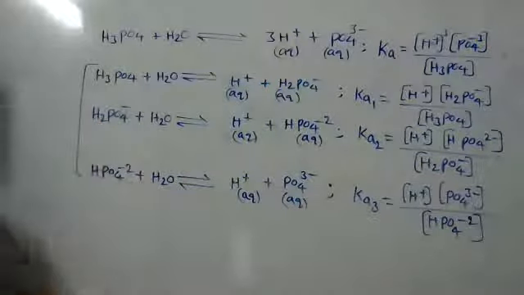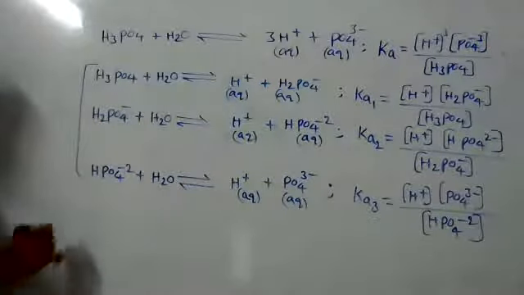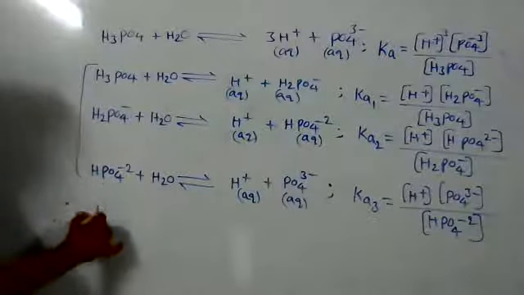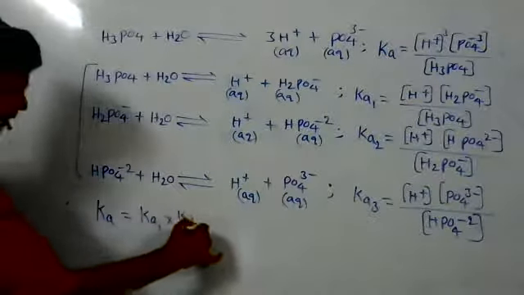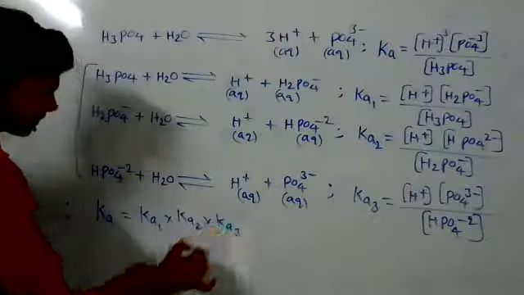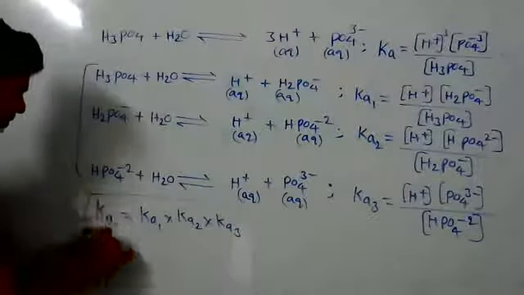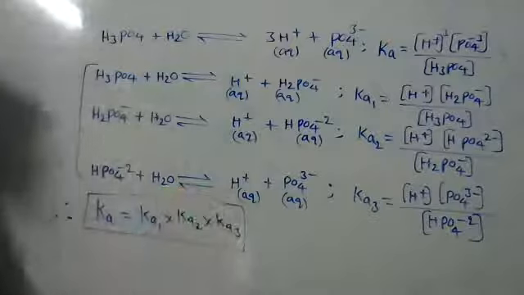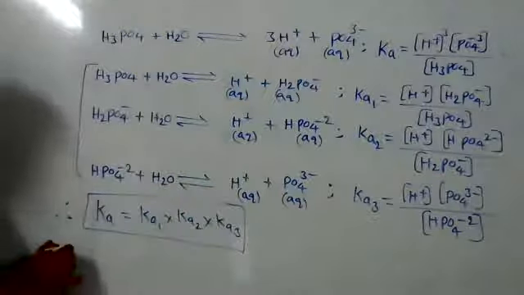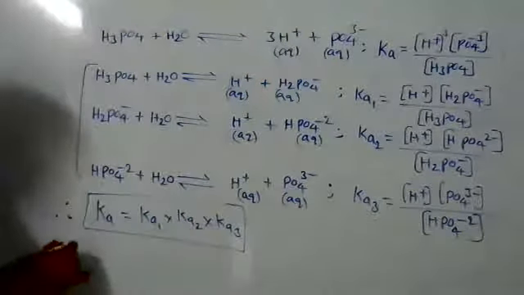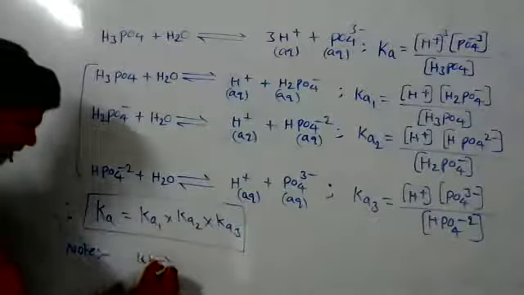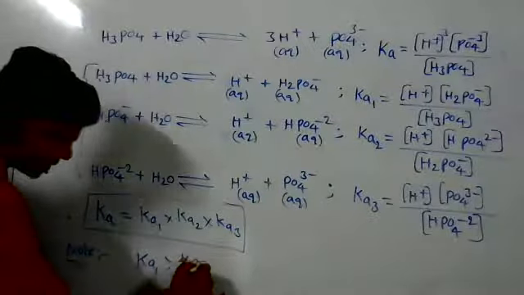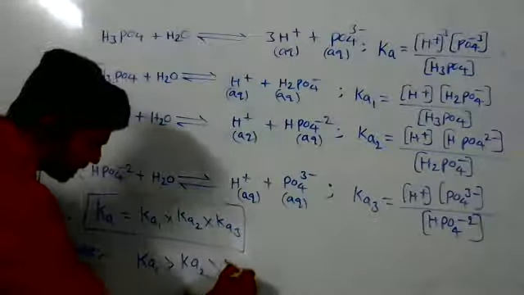These are direct ionization constants. So therefore we may write Ka is equal to Ka1 into Ka2 into Ka3. Also, one point you must keep in mind: always Ka1 is greater than Ka2, and Ka2 is always greater than Ka3.